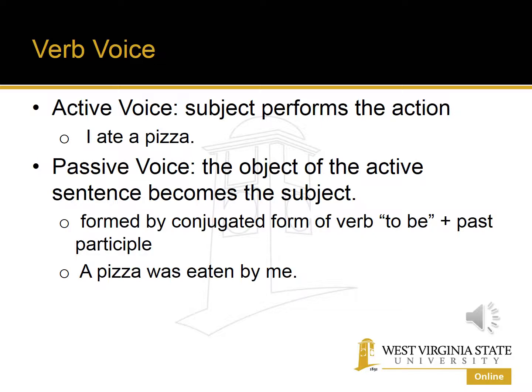So, for example, I ate. Ate is in the past tense. So the verb form to be also has to be in the past tense. And that would be was, plus the past participle of ate, which is eaten. So we have the passive voice: a pizza was eaten by me. That's passive voice. Pizza is the subject, was eaten is the passive form of the verb to eat in the past tense, and by me is the subject that now becomes the object.